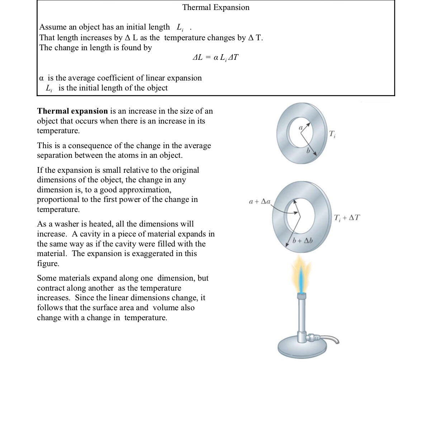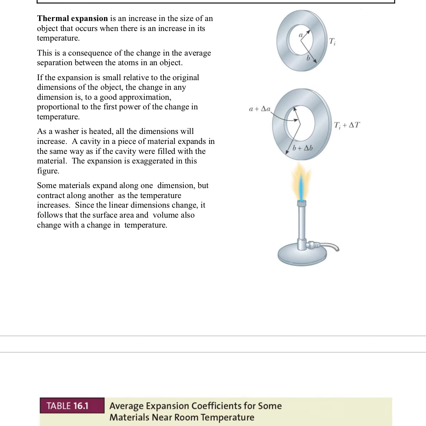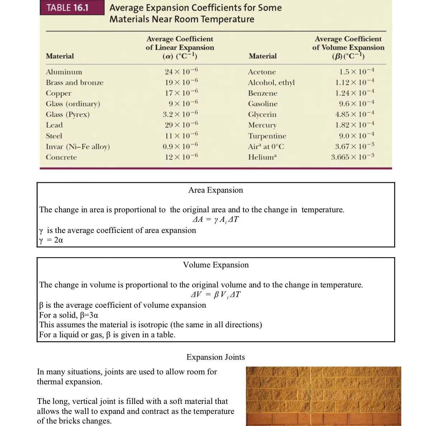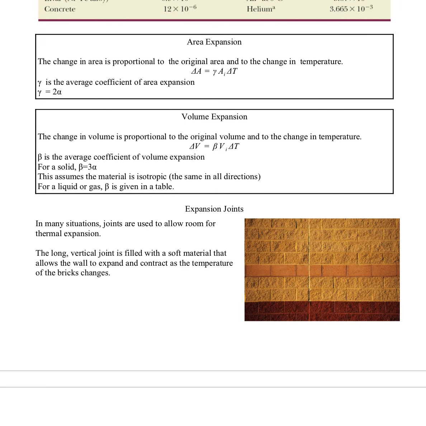So if we take a look at this table here, it shows some expansion coefficients for some common metals. For example, aluminum is on there, copper, lead, steel. So some objects will grow larger than others, and the alpha determines how much they'll change. There are similar formulas for area expansion and volume expansion too.